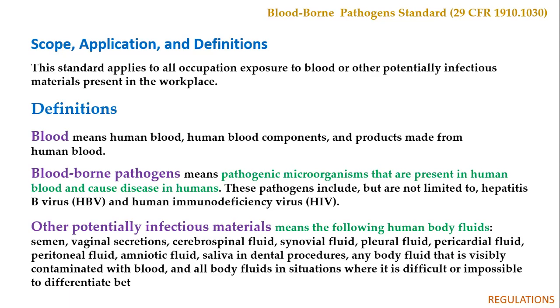These pathogens include, but are not limited to, hepatitis B virus, in short form written as HBV, and human immunodeficiency virus, that is HIV. Other potentially infectious materials means the following human body fluids: semen, vaginal secretions, cerebrospinal fluid, synovial fluid, and many more. We don't need to remember all of this.